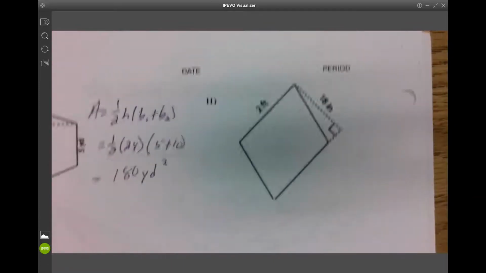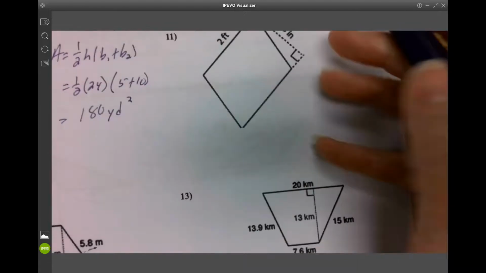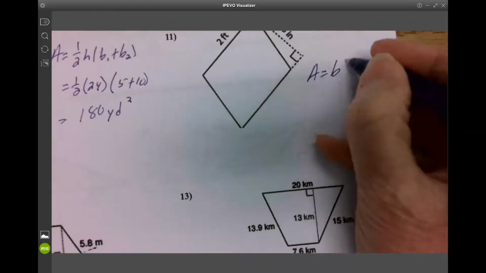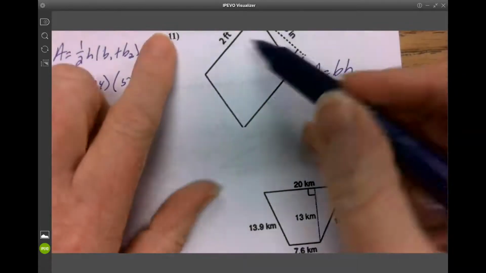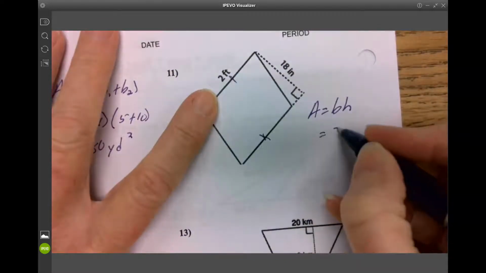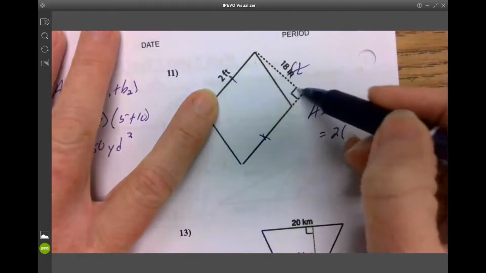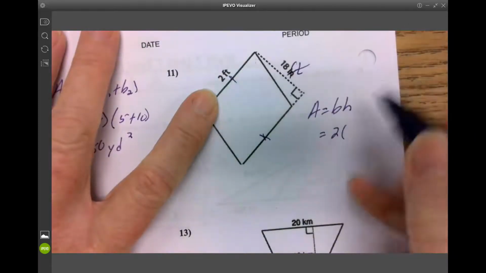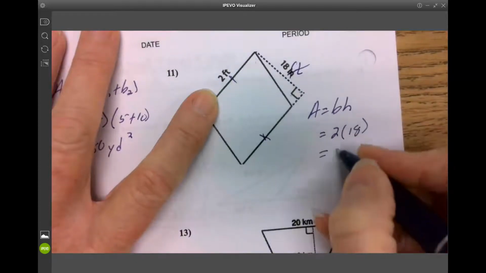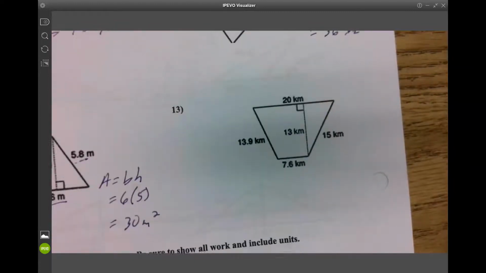Now we're going to do number 11. Number 11, notice, is just a pushed over rectangle. So this is a parallelogram, base times height. Now what is our base? Well, this side is the same measurement as this side. So that's your base, 2. Make everything feet. Your height always comes perpendicular. So that's a big clue. That's always going to be your height. 36 feet squared, because we're in area. We already did number 12.